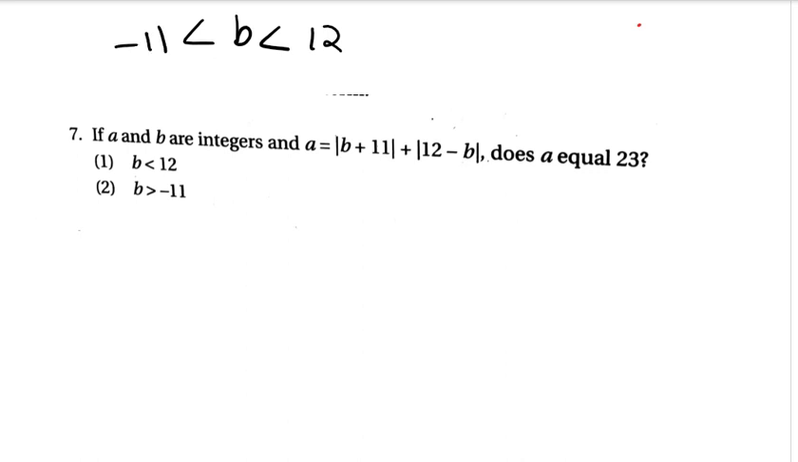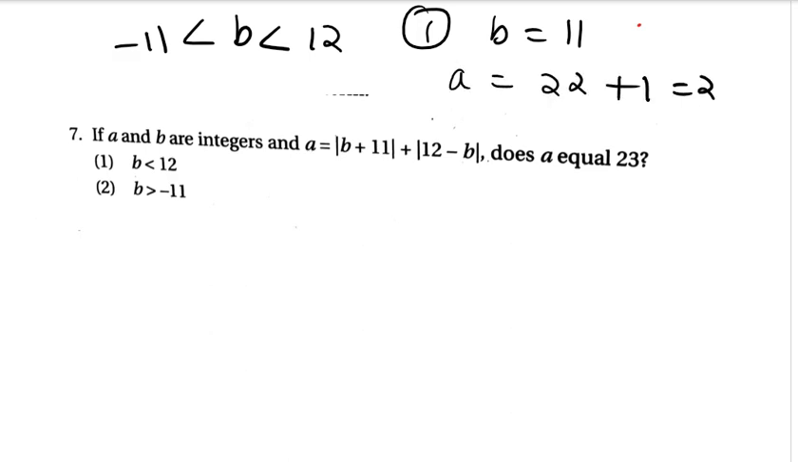So let's pick a number. In the first case, I am picking b equal to 11. If I take b equal to 11, then a is equal to 22 plus 1, that is 23.